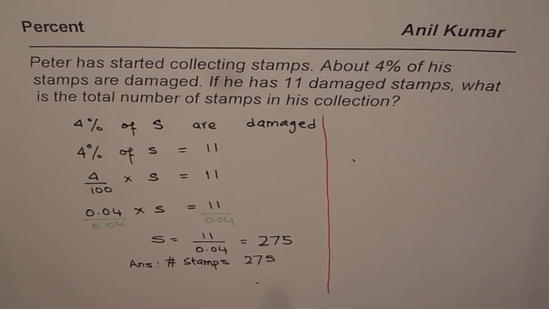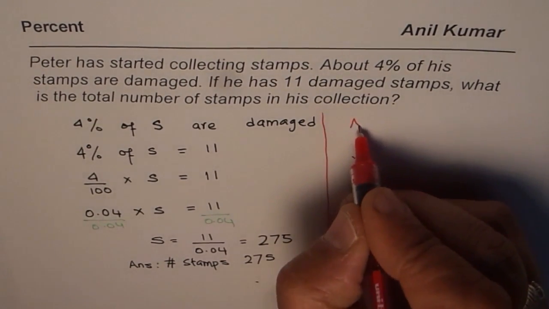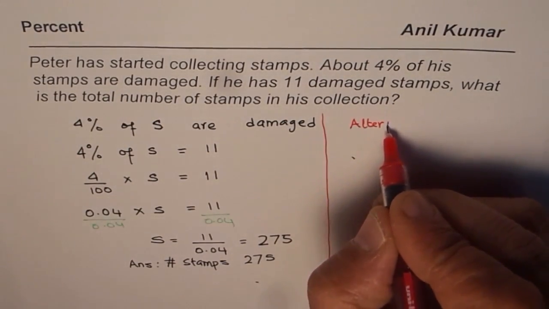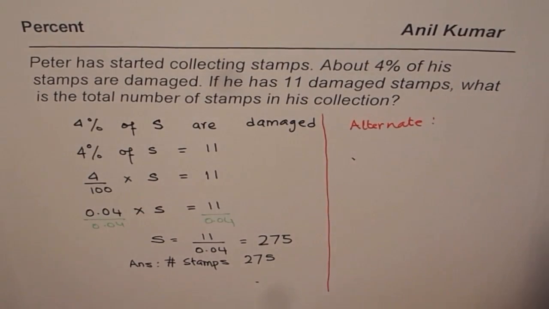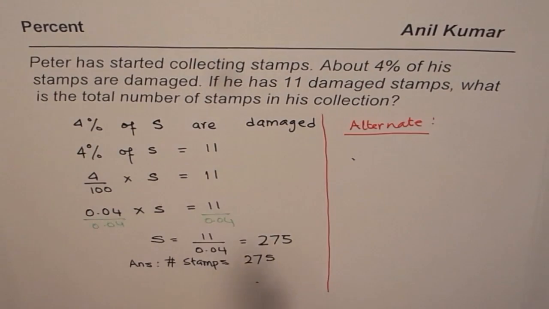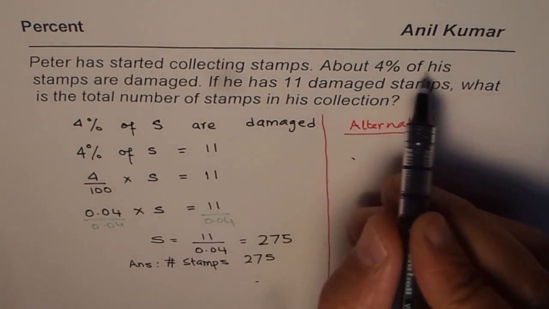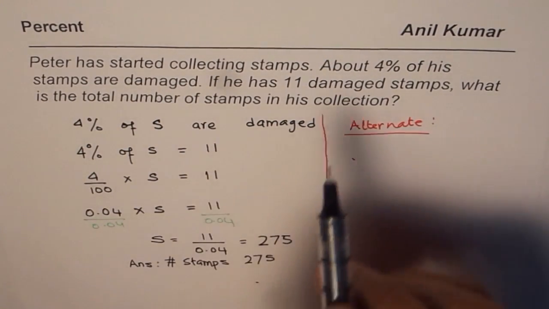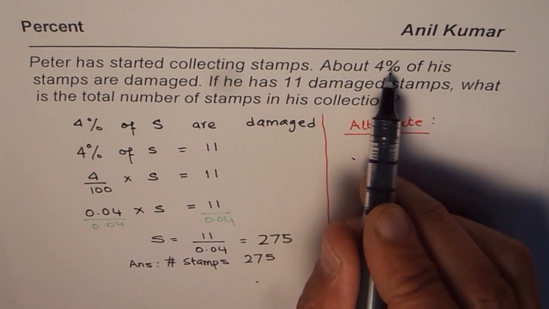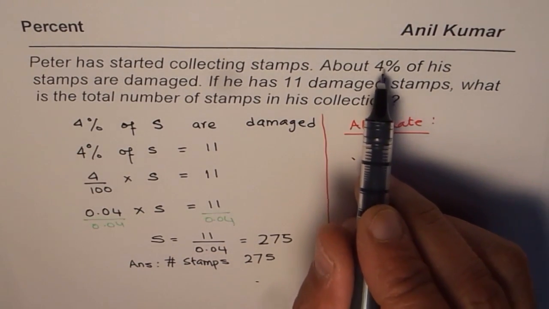So there is an alternate method which you can also use at times. This comes from basic understanding of percent. So here is the alternate method for some of you. About 4% of his stamps are damaged. If he has 11 damaged stamps, what is the total number of stamps in his collection? So when we say 4% of his stamps is damaged, we know the damaged stamps, right? So 4% means what? Out of 100, 4 are damaged.